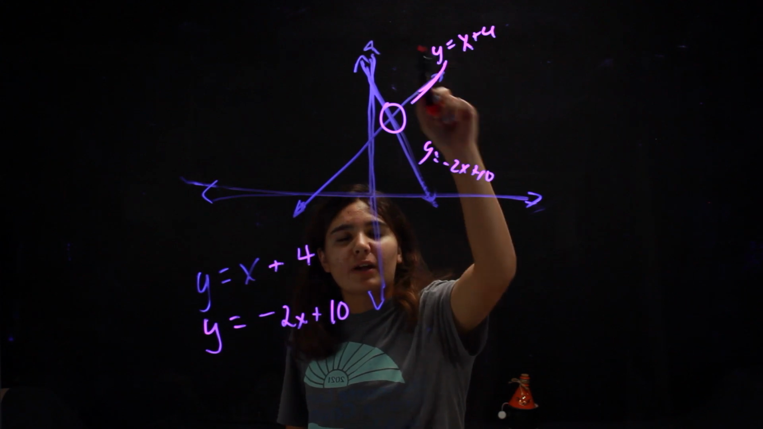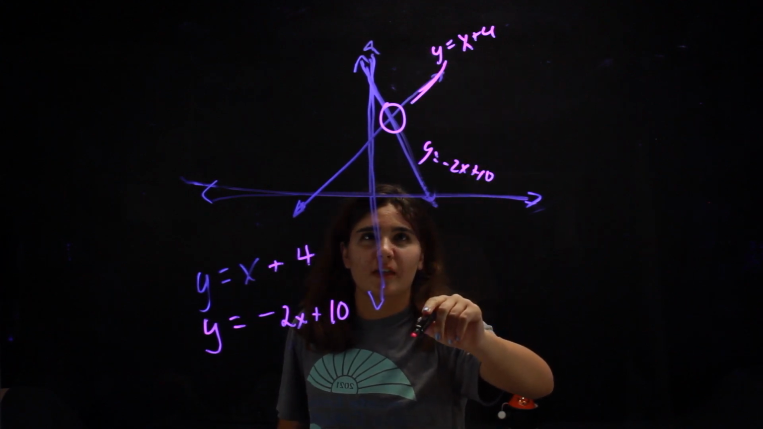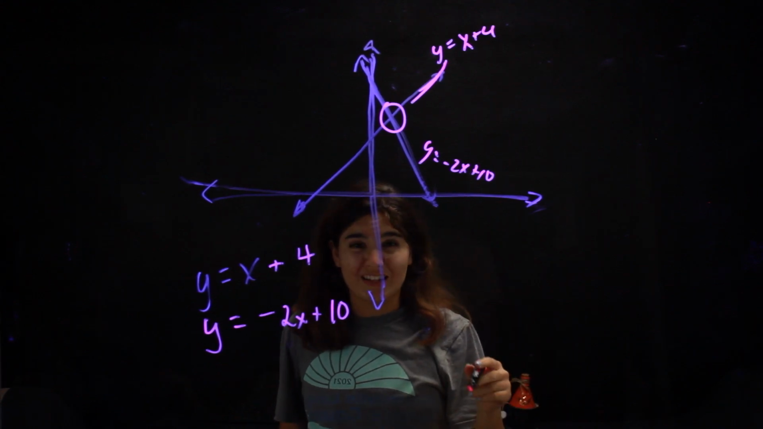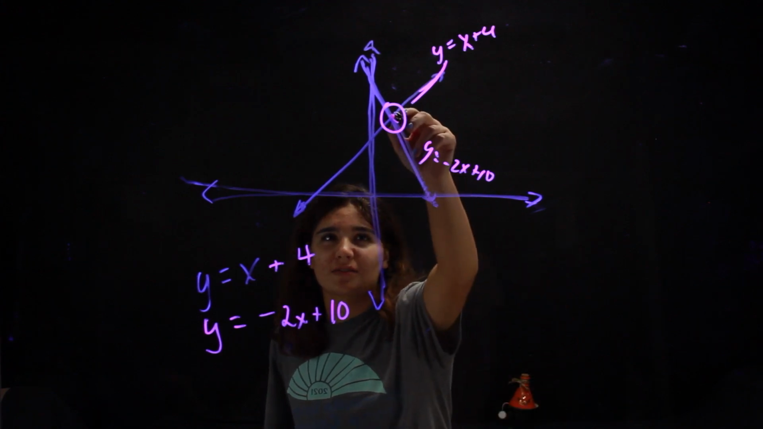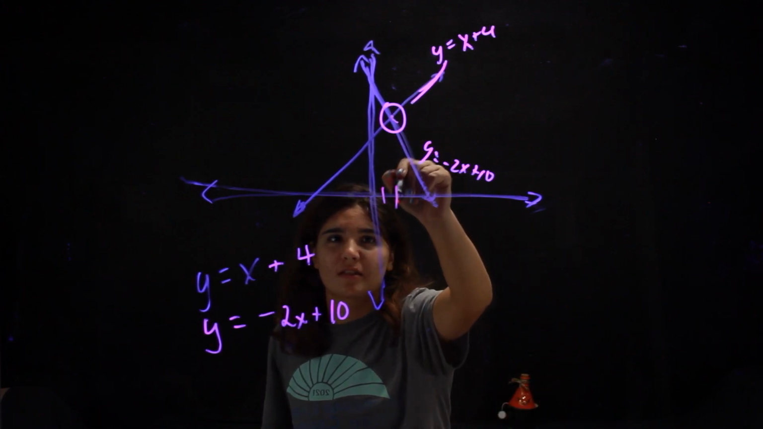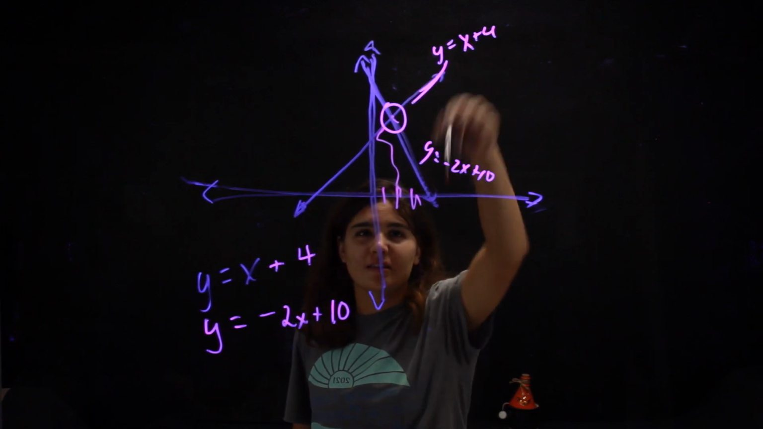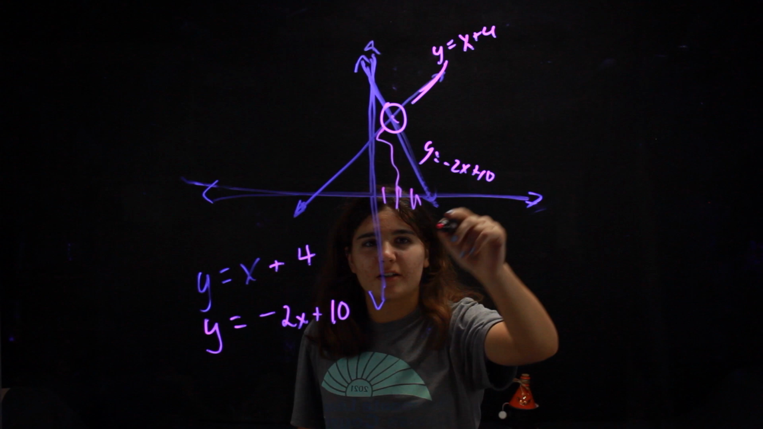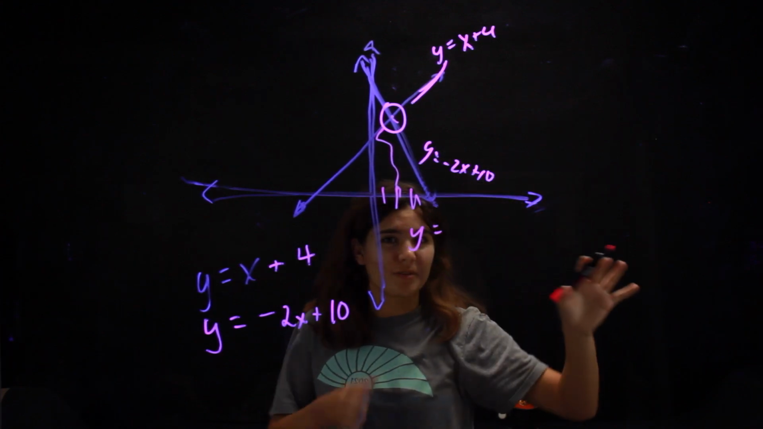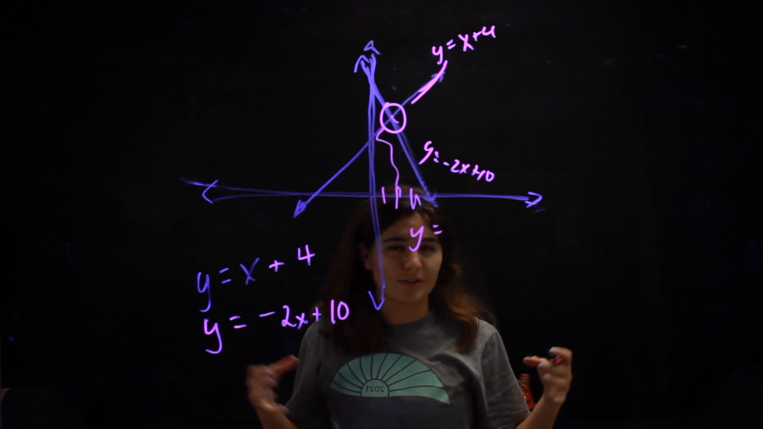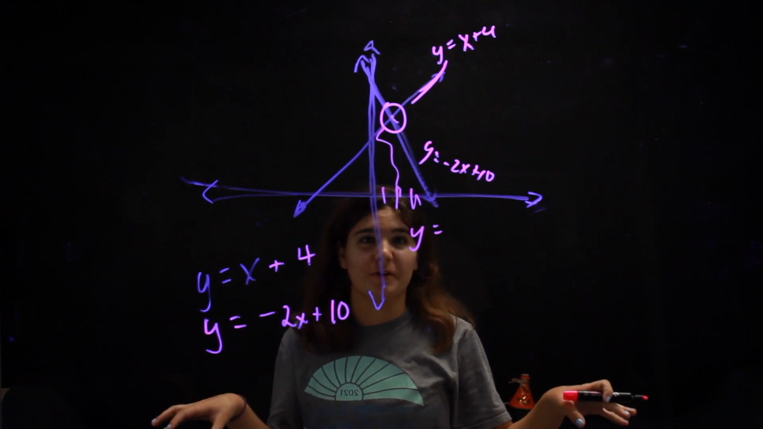So right now, we have y is equal to x plus 4 and y is equal to negative 2x plus 10. But our y variable is staying the same, right? So if we want to figure out what x variable this is, all you have to do really is set these two equal to each other. Because if y is equal to something, and y is also equal to something else, then those two things are equal to each other. If A equals B and B equals C, then A equals C, right?